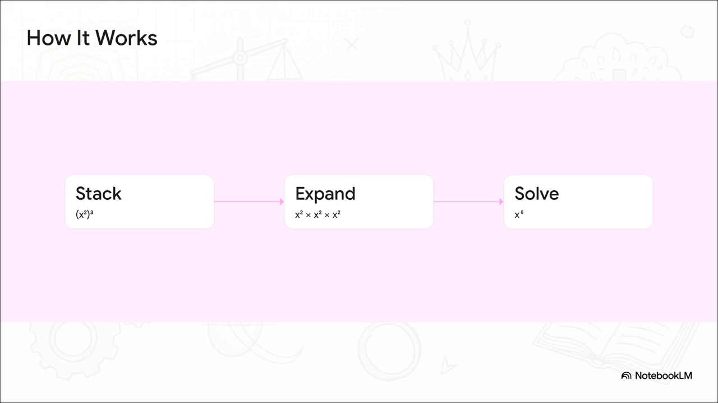And if you broke that down even further, it's x times x times x times x times x times x. Just count them all up. That brings us to step 3, our solution, x to the 6th power. But instead of drawing all that out every single time, we just use our rule. 2 times 3 equals 6. Boom, you're done.